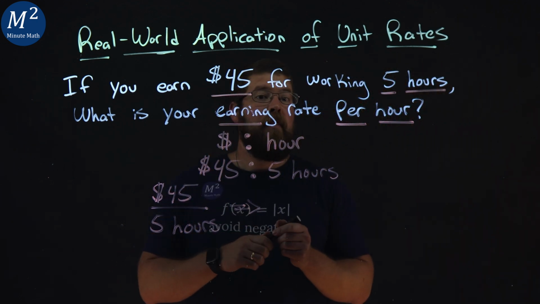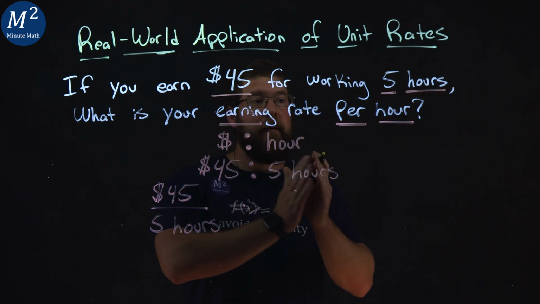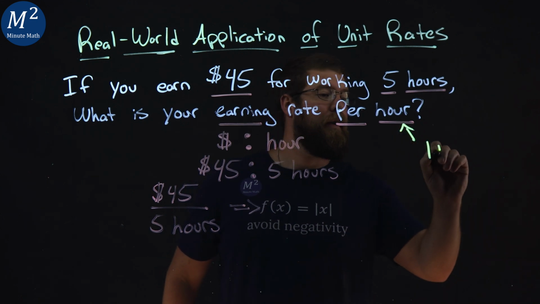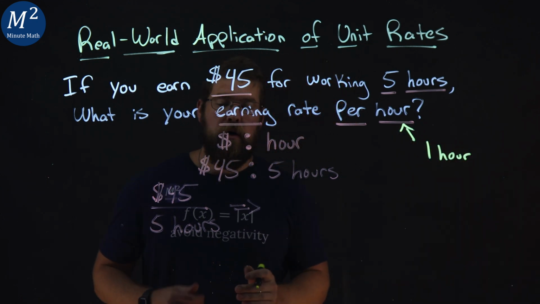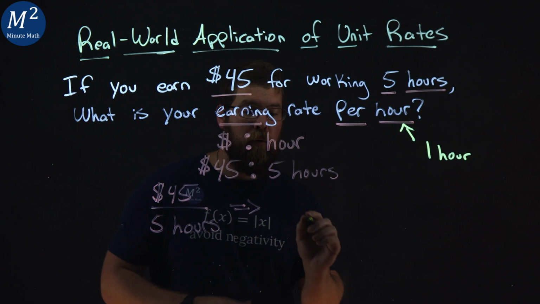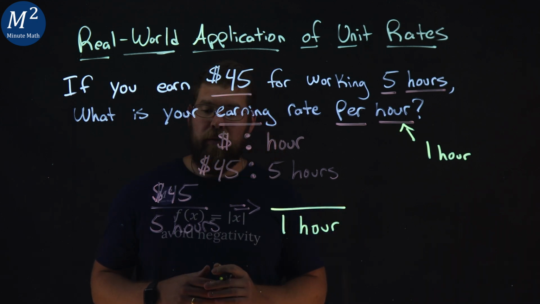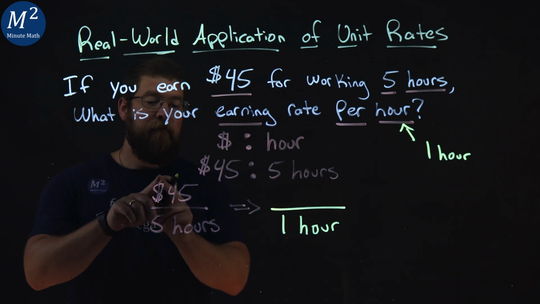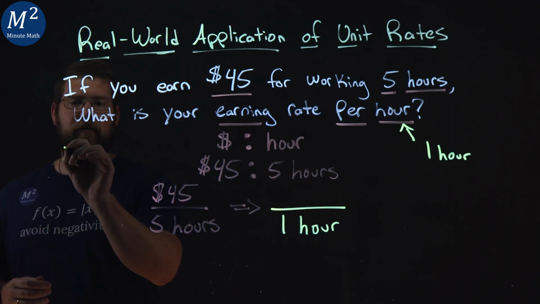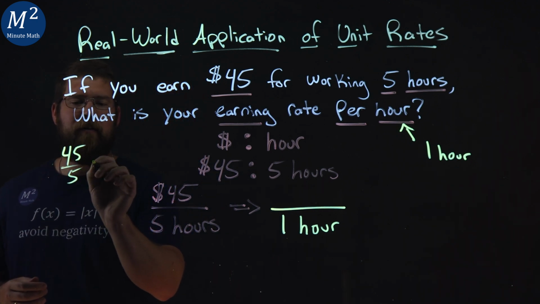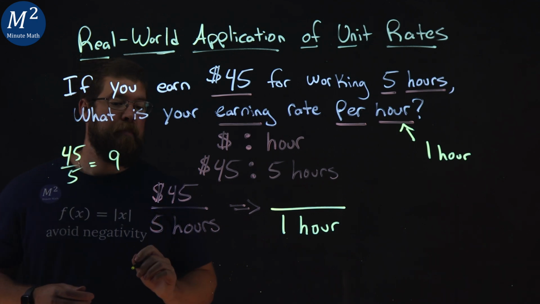Now we want to find the unit rate here. What's the rate per 1 hour? We want a 1 in the denominator here. So we're going to take that 45 and divide it by 5. 45 divided by 5 is 9.